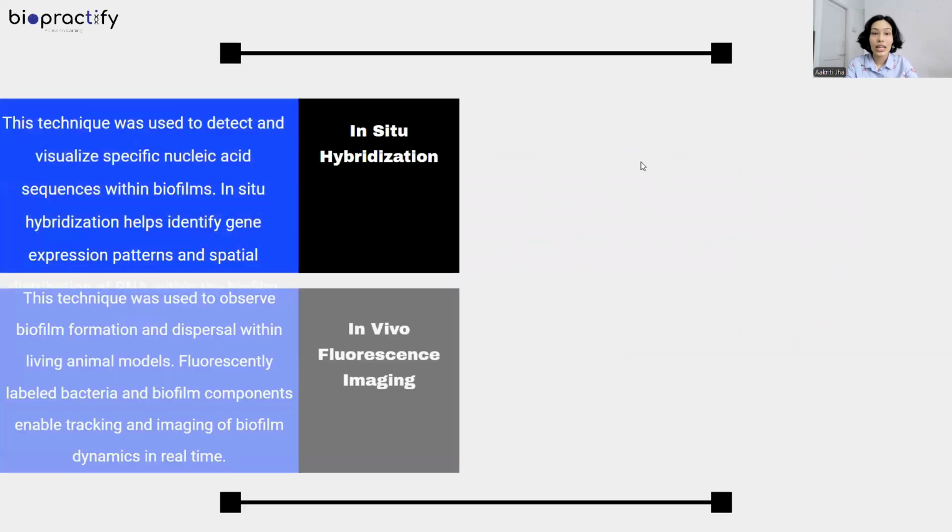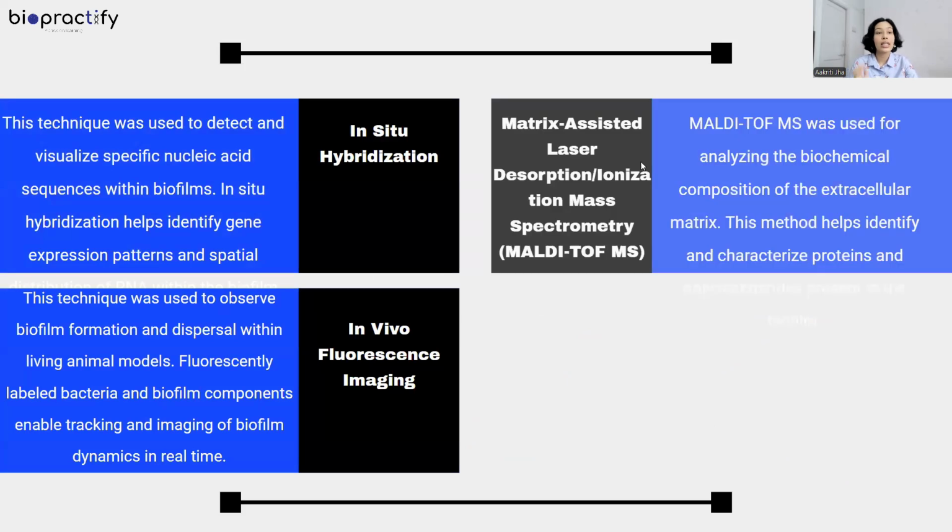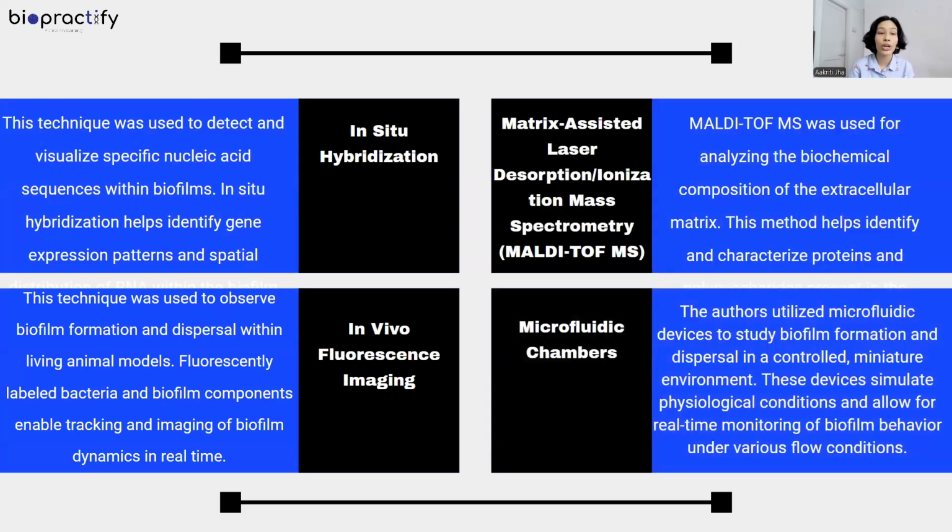Another one was in situ hybridization. This technique is used to detect and visualize specific nucleic acid sequences within biofilm. In situ hybridization helps identify gene expression patterns and spatial occurrences. Then there was matrix-assisted laser desorption ionization mass spectrometry, MALDI-TOF-MS. This was used for analyzing the biochemical composition of the extracellular matrix. This method helps to identify and characterize proteins.